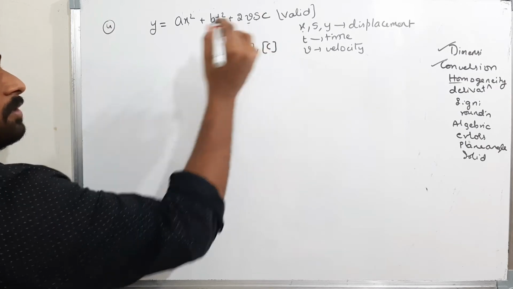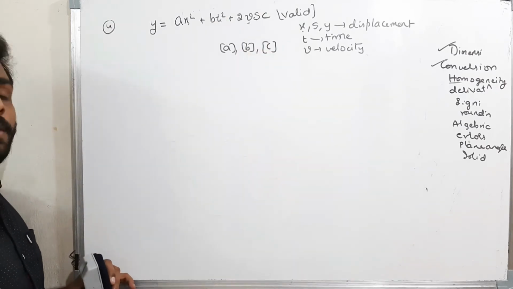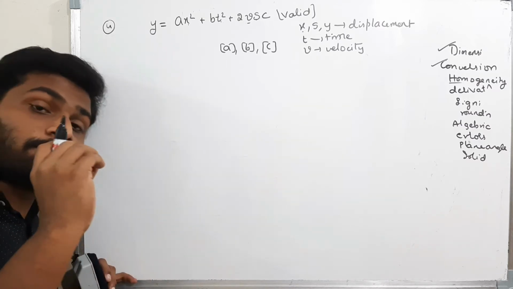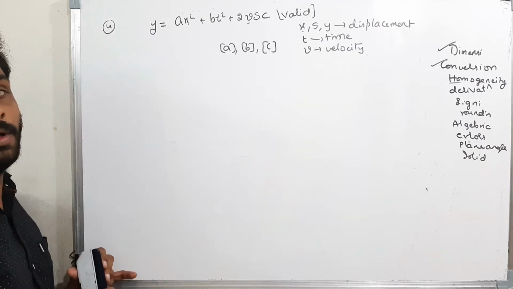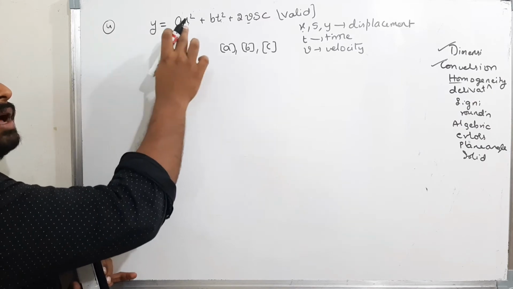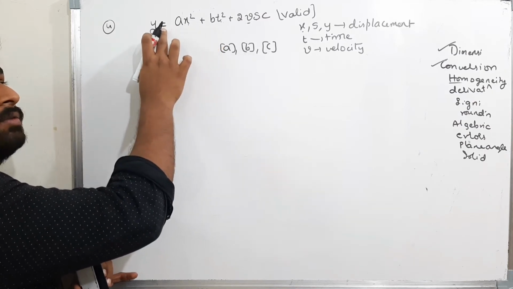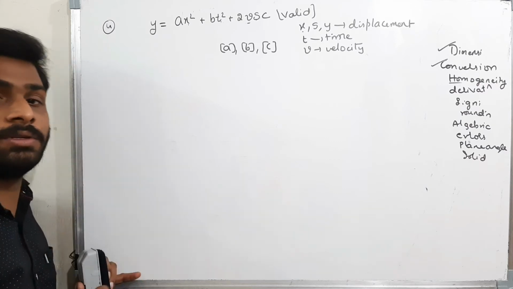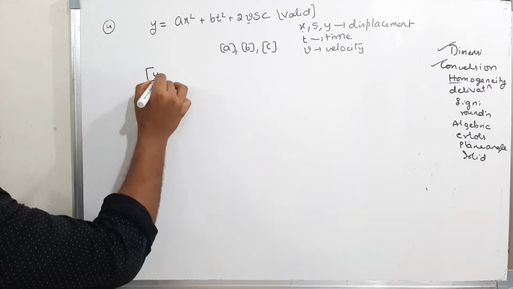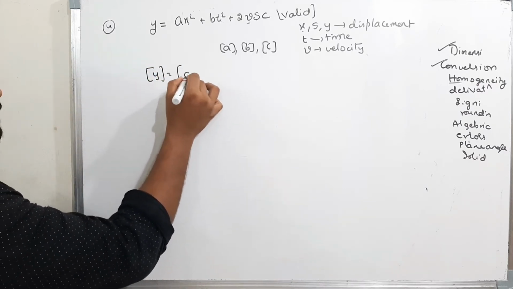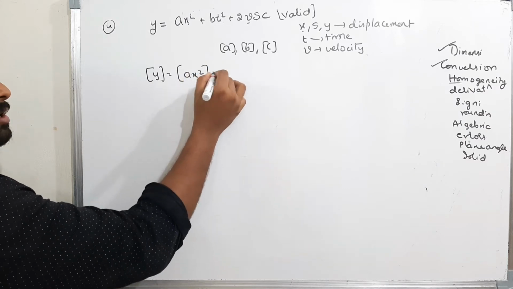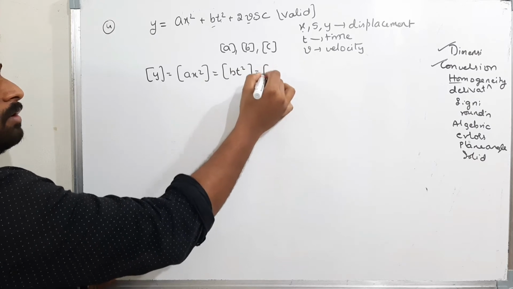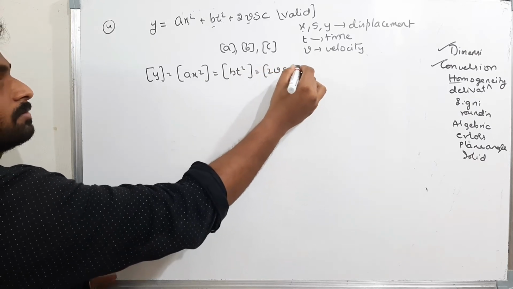Okay. Now, what can I do? Now I have to use the concept of the principle of homogeneity. That means if I want to add two terms or equate two terms, then the dimension formula must be the same in a valid equation. Therefore, the dimension formula for y must be equal to the dimension formula for ax square, must be equal to the dimension formula for bt square, must be equal to the dimension formula for 2vs.